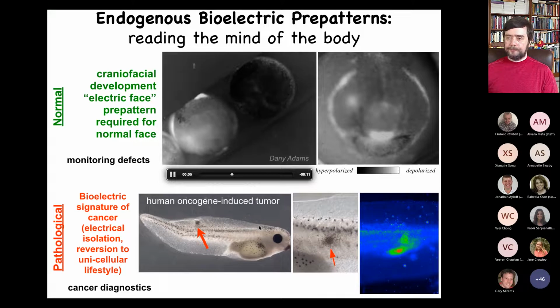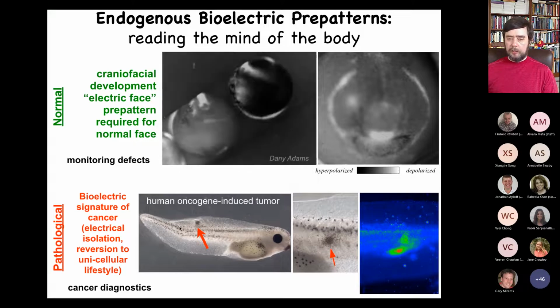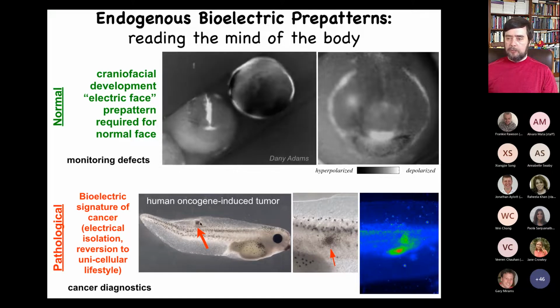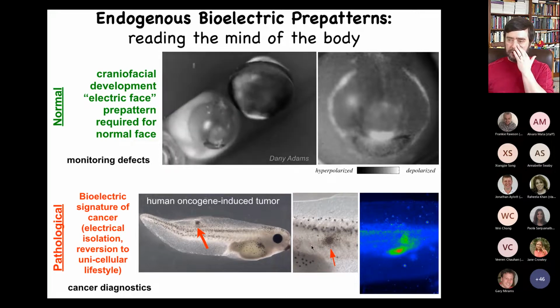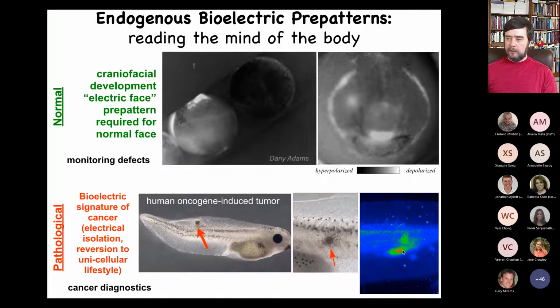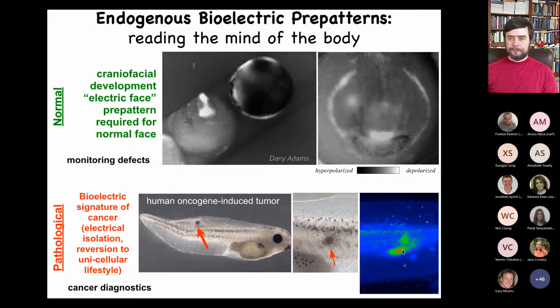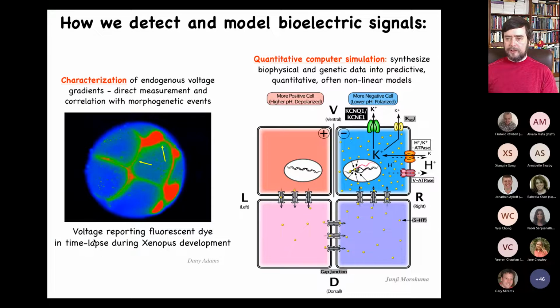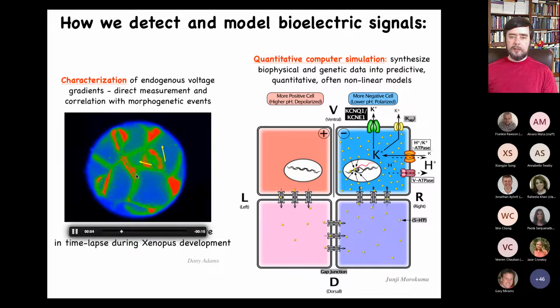This is a pathological pattern, and we'll talk more about that. What you can see by injecting a human oncogene, you can see that before even the tumor shows up, early imaging shows you that these cells are already bioelectrically disconnecting from their neighbors, right? You can tell they're about to convert. So we have these tools for detecting these bioelectrical signals.